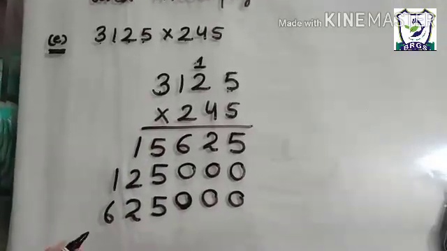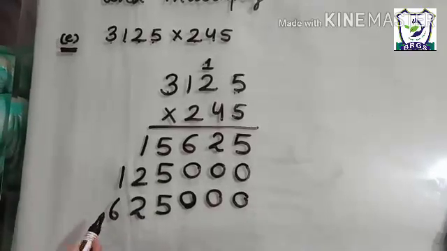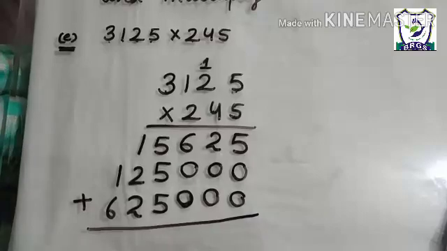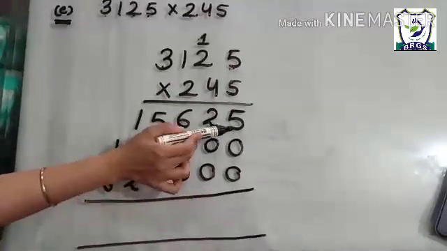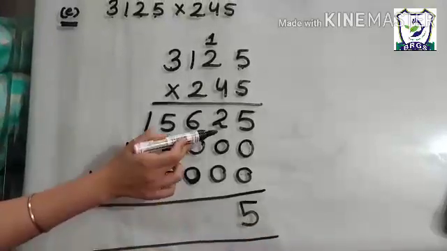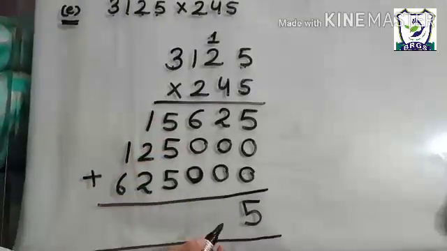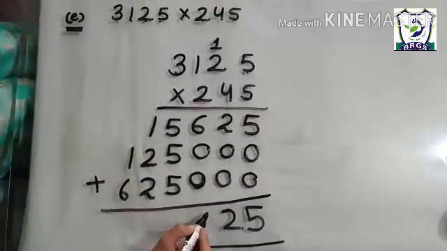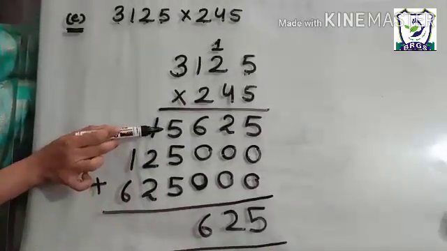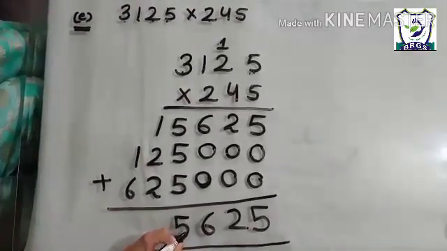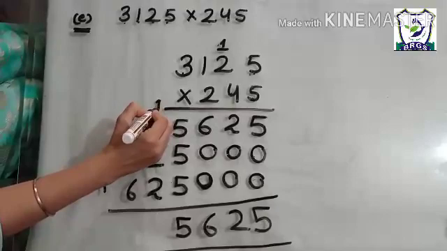Now students, what you have to do? You have to add these all three now. Okay students, now you have to add them. Firstly 5 plus 0 plus 0, we will get 5. Now 2 plus 0 plus 0, this is 2. 6 plus 0 plus 0 is 6. Then 5 plus 5, 10. 10 plus 5, 15. So we write 5 here and we'll also carry 1 to the next number.